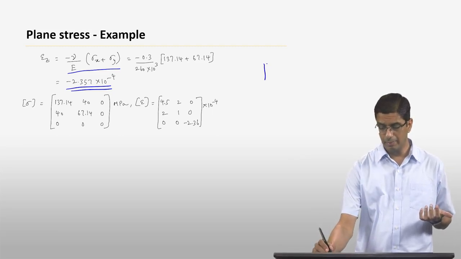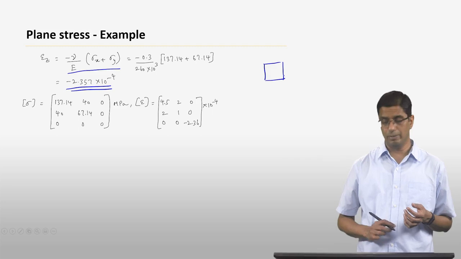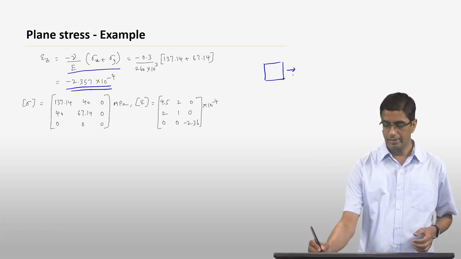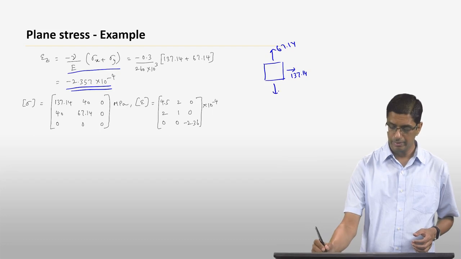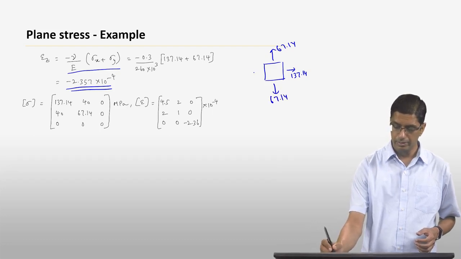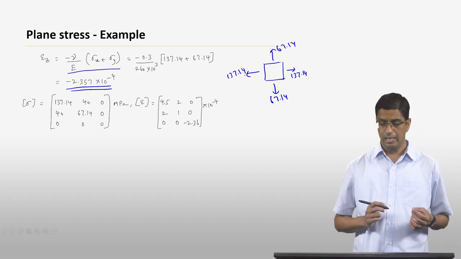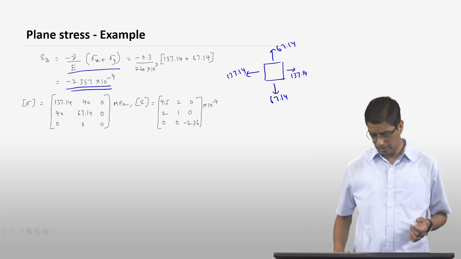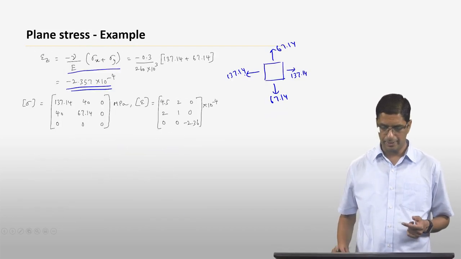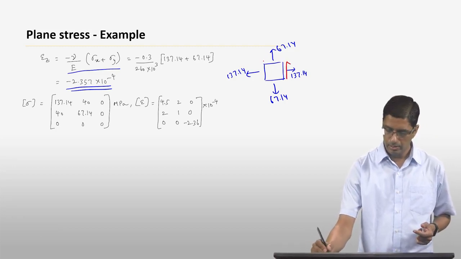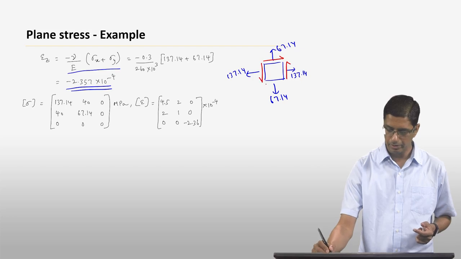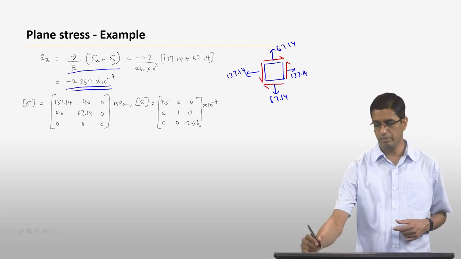If you look at this particular problem, you have stresses in the x and y direction. We just found out that sigma x is 137.14 and sigma y is 67.14. Again, they have the same values in the opposite face. And you have shear stress, which, if I'm not mistaken, is 40 MPa. So essentially you have shears that go like this and like that, and shear is positive, so I'm denoting it in the positive sense. This is 40 MPa.